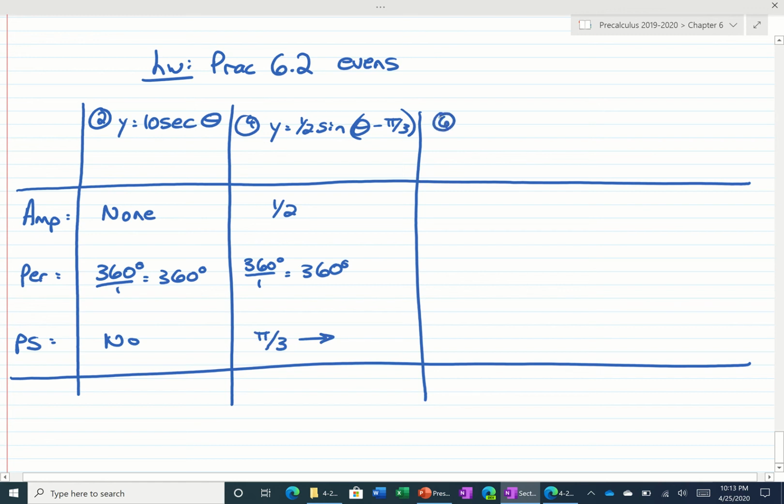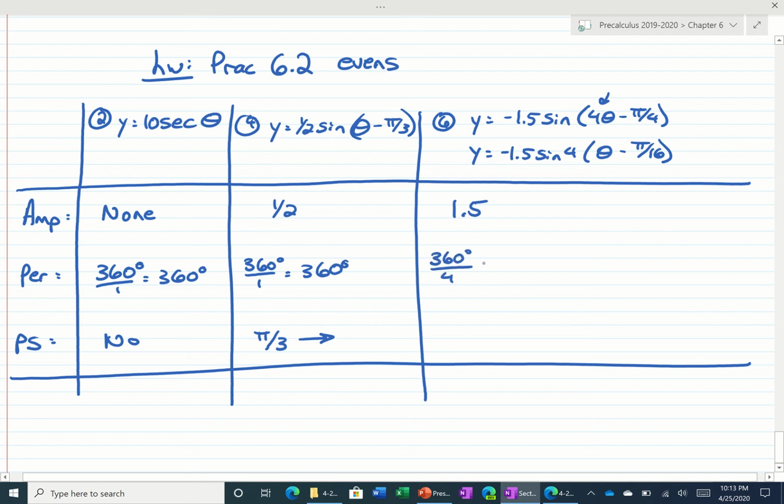And then number 6, it says y is equal to negative 1.5 sine of 4 theta minus pi over 4. So we have to factor out this 4 to figure out those components. And we're getting pi over 16. So the amplitude here would be 1.5, the absolute value of negative 1.5. The normal period of sine is 360, divided by 4 is 90. And then we have pi over 16 to the right.